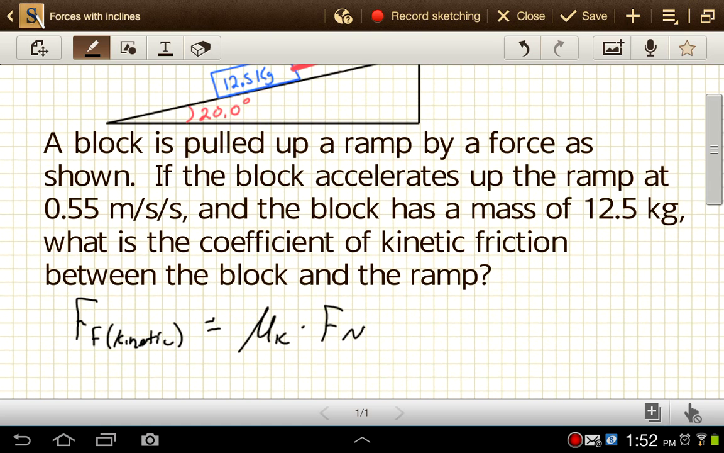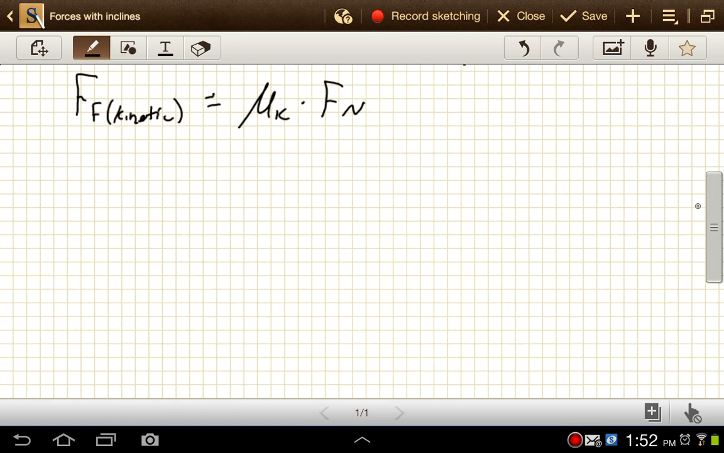So in order to solve for mu k, I need to find the kinetic friction force and the normal force first. Now that I know I'm looking for forces, that tells me I probably need to do something with a free body diagram and those Newton's second law equations. So draw out our free body diagram as our next step.